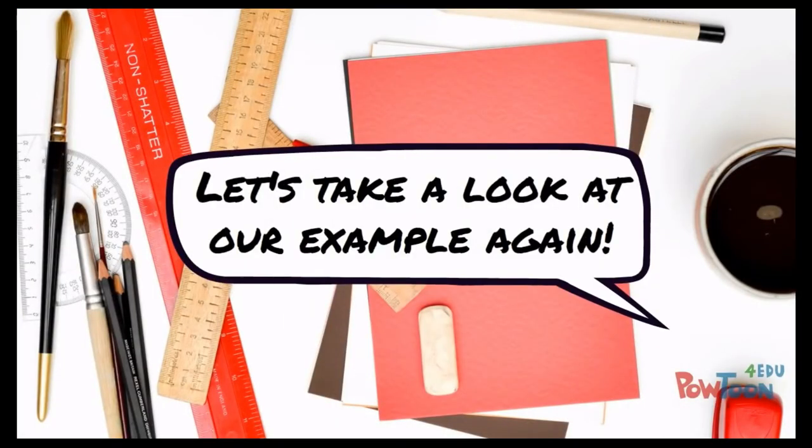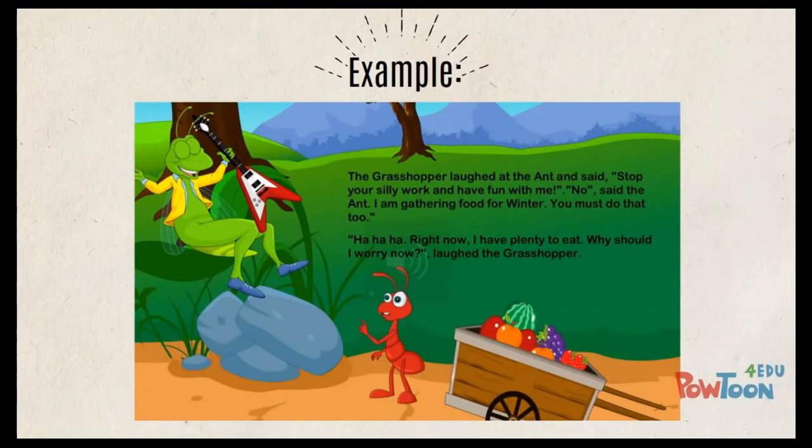To help us out, let's take a look at our example from the story one more time. The grasshopper laughed at the ant and said, "Stop your silly work and have fun with me." "No," said the ant, "I'm gathering food for winter. You must do that too." "Ha ha ha! Right now I have plenty to eat. Why should I worry now?" laughed the grasshopper.